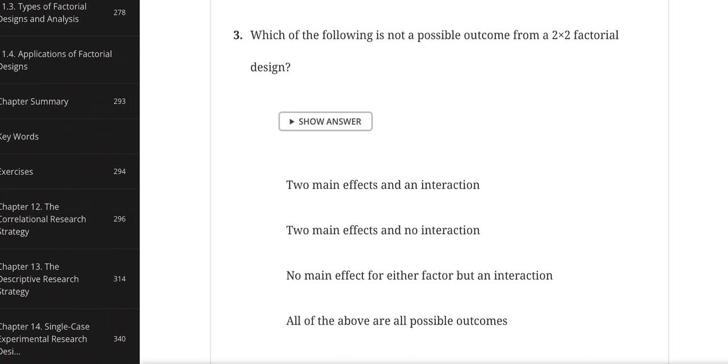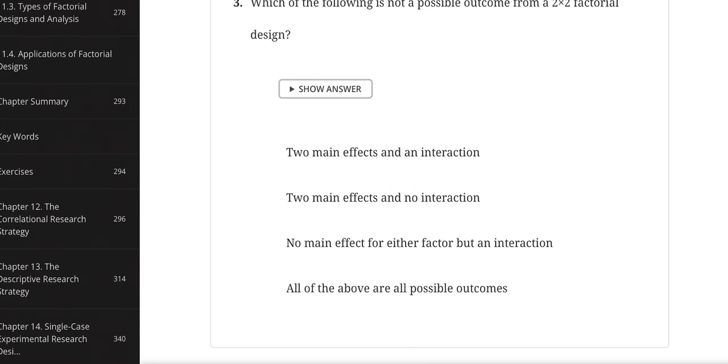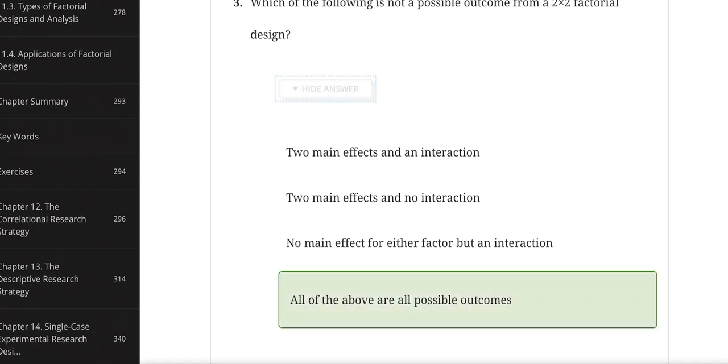And then which of the following is not a possible outcome for a 2x2 factorial design? So again, 2x2 means two independent variables. So we're going to have two main effects. So that's the first two answers. And there could be an interaction or there could not be an interaction. So both of those are correct. And so this third one, no main effect for either but an interaction, that could be true as well, because you still have two main effects and an interaction. Those three things are possible. And so any of those three scenarios are possible for a 2x2 factorial design. So our answer is all of the above are possible outcomes.